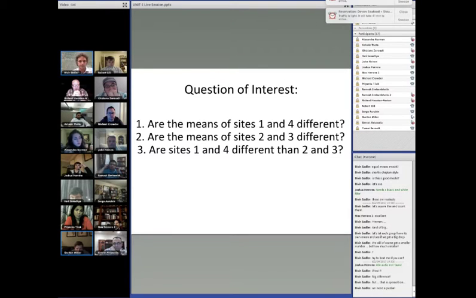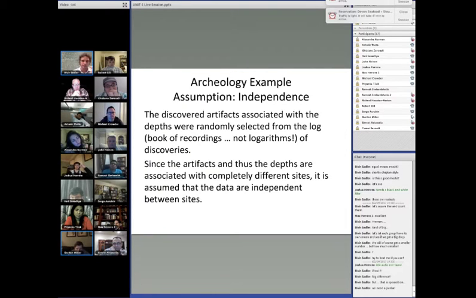So what do we have? These are our questions of interest. Are the means of sites 1 and 4 different? And what are we actually looking at here? These were the depths, right? Associated with the depths were randomly selected from the log of discoveries.